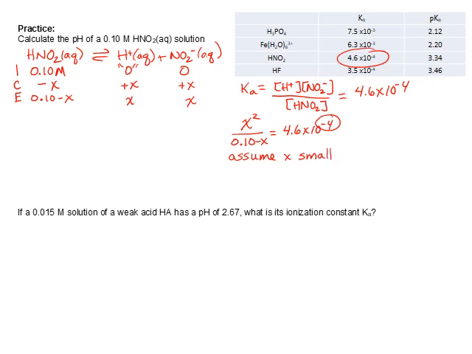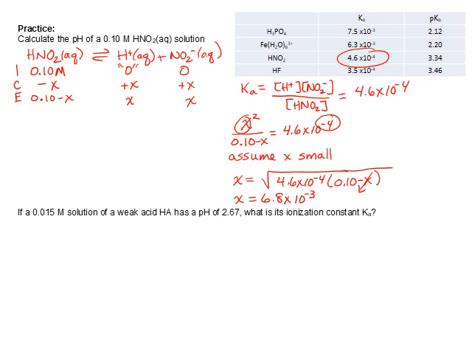I'm going to rearrange this equation to solve for this X as the square root of 4.6 times 10 to the minus 4 times 0.10 minus X, but remember we're going to neglect the X in the sums and differences. So now we can just put the numbers in and we get a value of X of 6.8 times 10 to the minus 3.